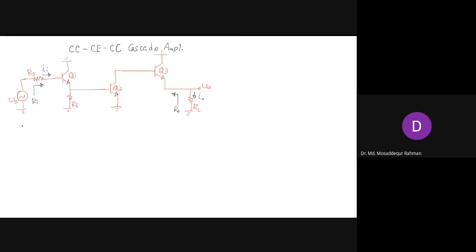So we start with the input resistance Ri. Ri will remain the same as before. The input side is the same as before. So it's r pi 1 times (beta plus 1) multiplied by RE in parallel with R5.